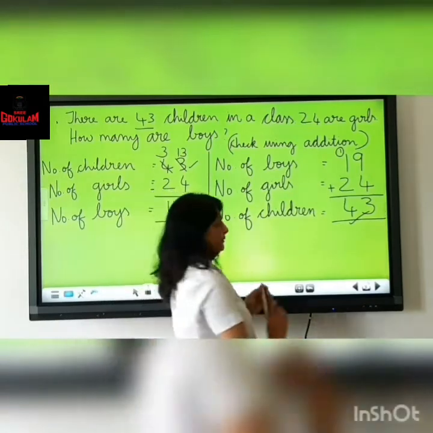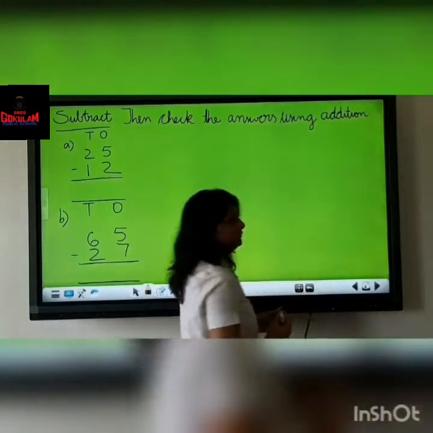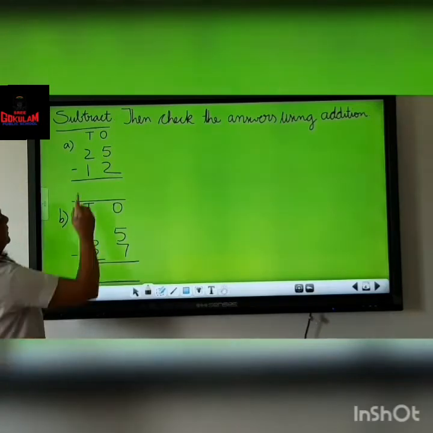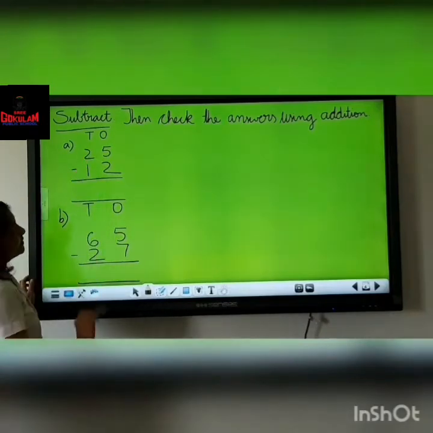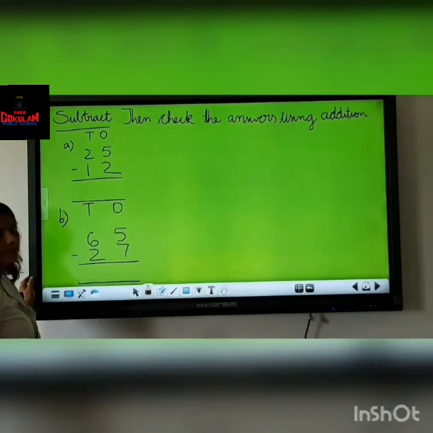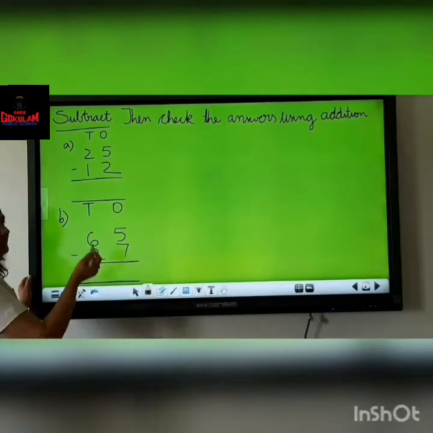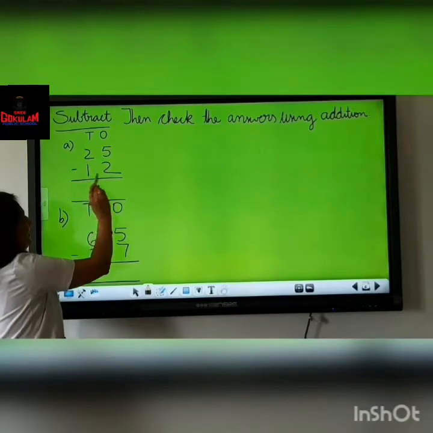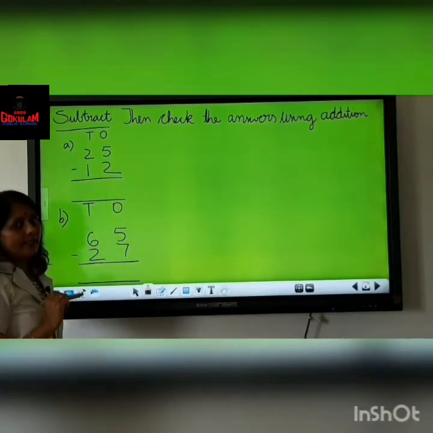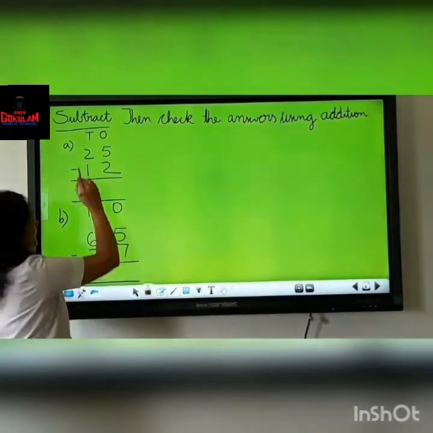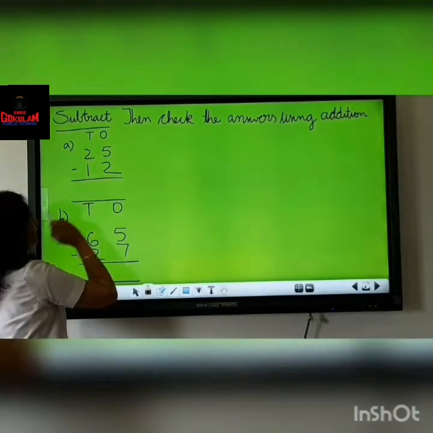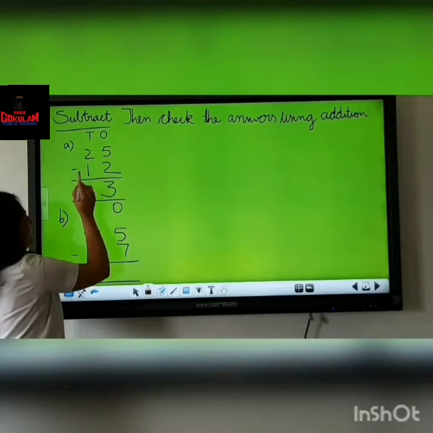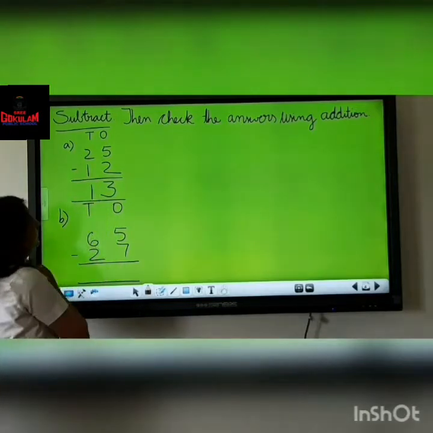Yes? How to check? First question, subtract, then check the answers using addition. Tens and ones, 25 minus 12. Let us subtract 12 from 25. What is 25 minus 12? 5 minus 2 is 3. 2 minus 1 is 1.